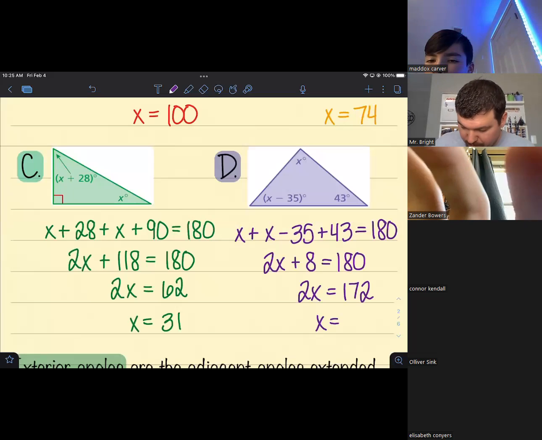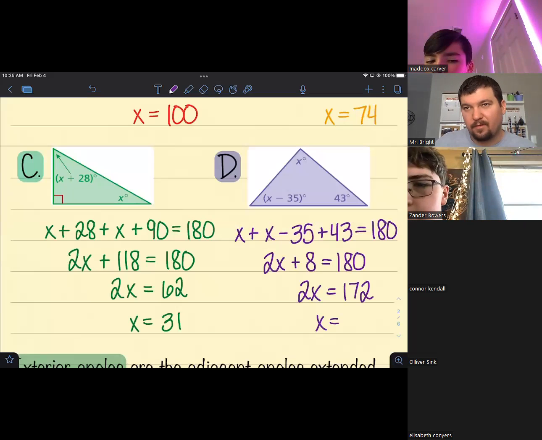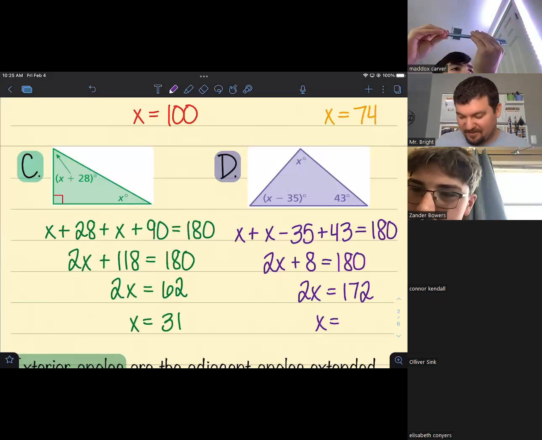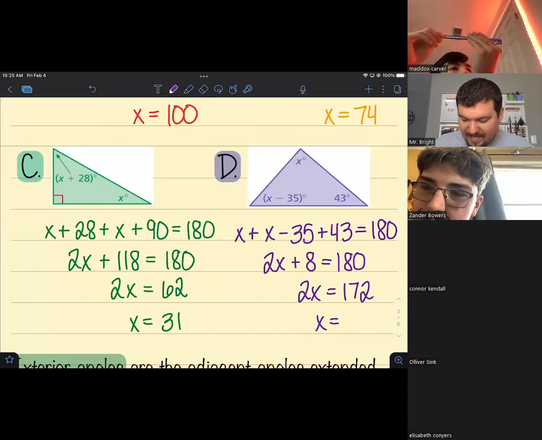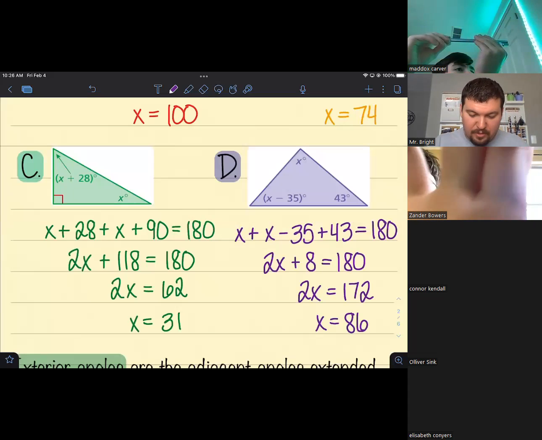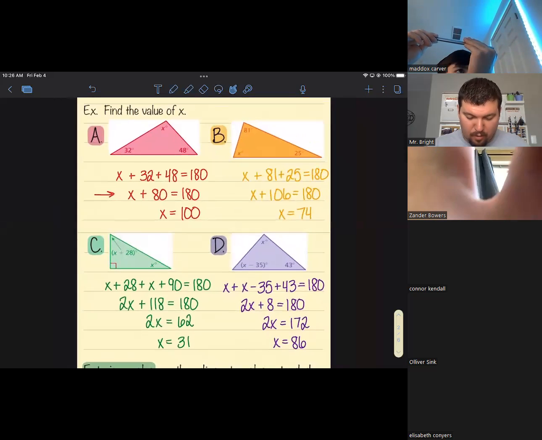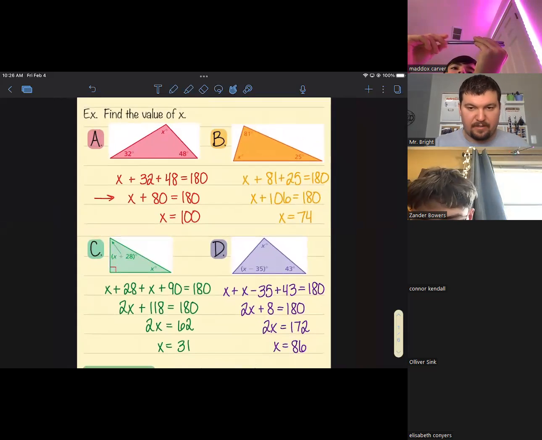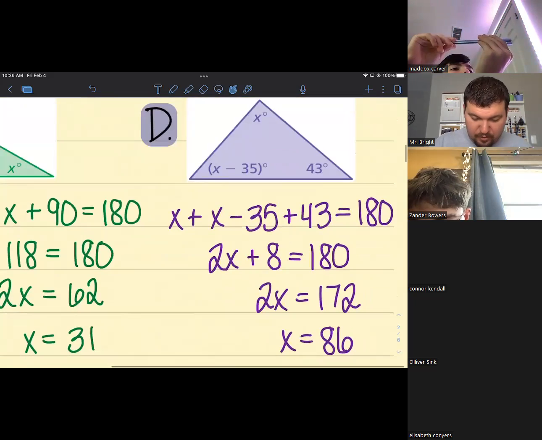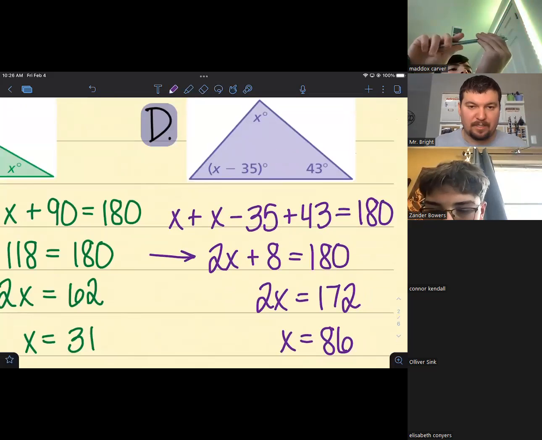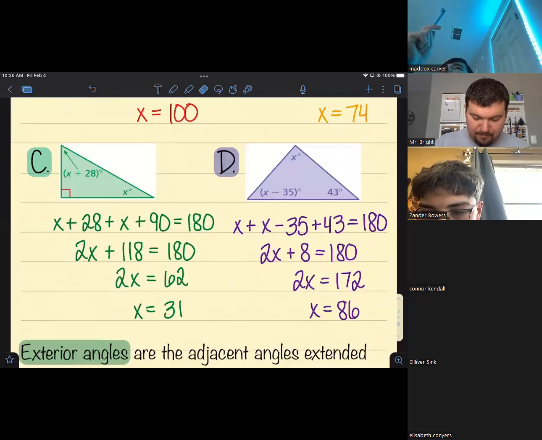36. Wait, what did you say? Did you do 172? 86. That sounds better. Okay. So the important part to remember here is when we're solving this on our homework paper that we are writing them out as equations, even if we don't start from scratch. If you want to combine your terms, like with this last triangle we did, if you just want to jump right to this part, that's perfectly fine. You can just start with 2x plus 8 equals 180 and then solve that.